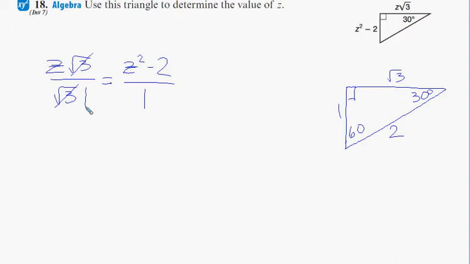So when I cross multiply, I'm taking 1 times z, which is z, and then when I'm multiplying this times this, I just get z is equal to z squared minus 2. Notice this is a quadratic equation, so I'm going to bring this z over here. And so I'm going to have a statement that says 0 equals z squared minus z plus 2.